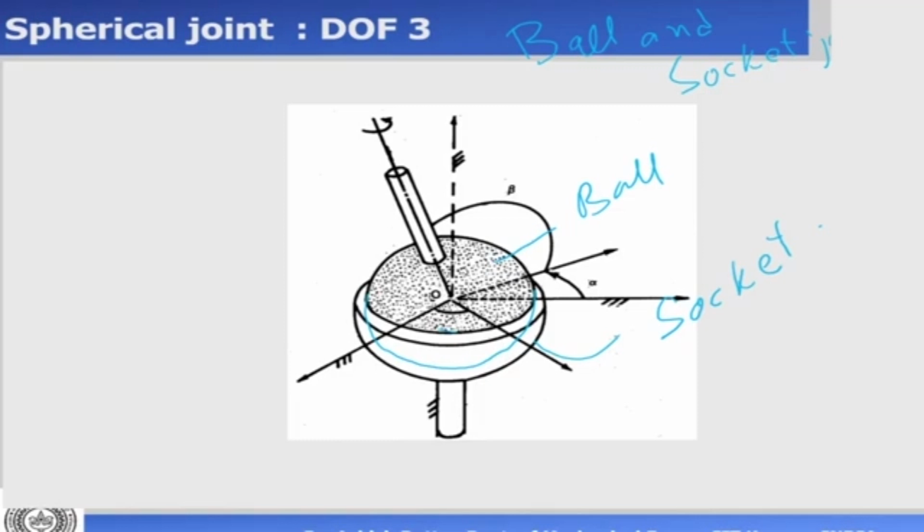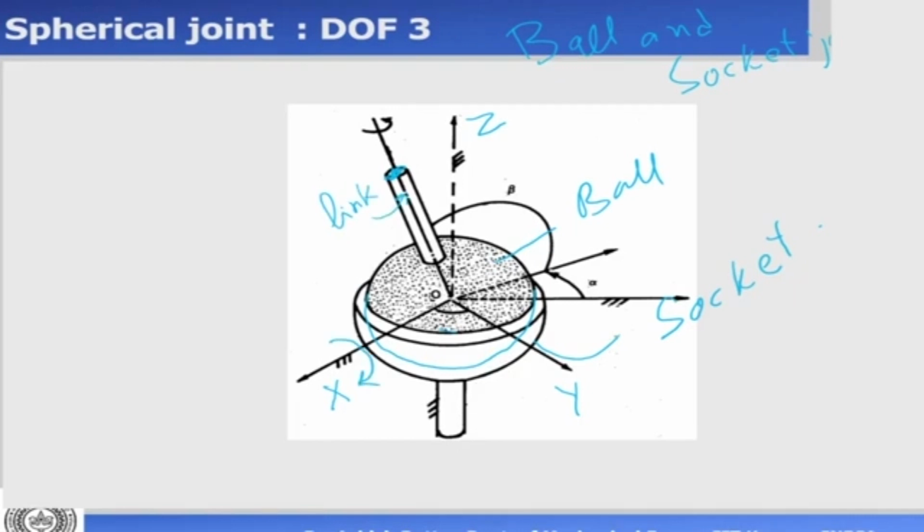So if we define 3 axes, this is my x-axis, this is my y-axis, and that's my z-axis. Okay. Now we have indicated 3 axes which are orthogonal to each other and named them x, y, z. Now this ball and socket joint, because this is a ball, if you consider this to be the link, let me give this as a link, it can rotate about the x-axis.